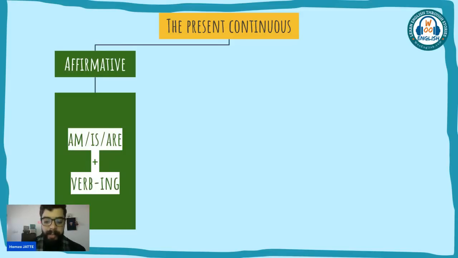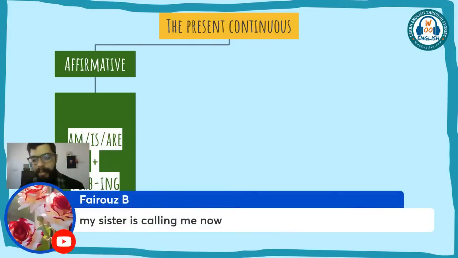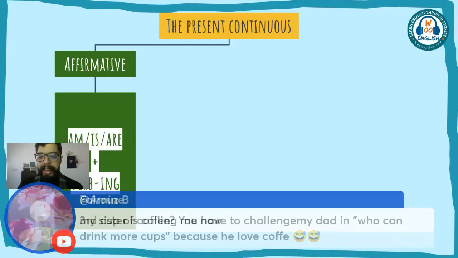So I can say, for example, I am. All right, it's fine, Feroz. I am. Okay, is this an example? Probably. Okay, you gave us an example. All right. So my sister is calling me right now. So my sister, she is plus verb ing.